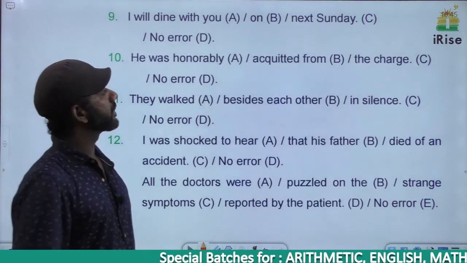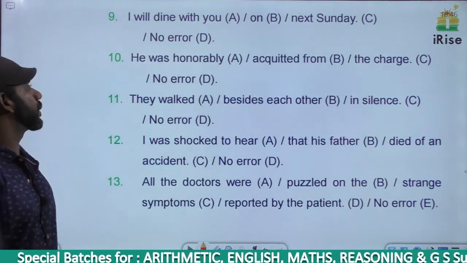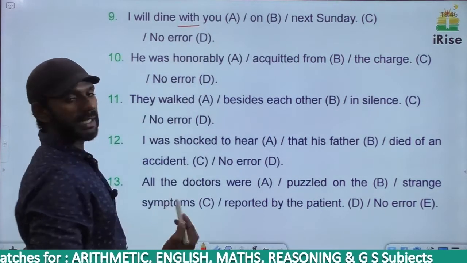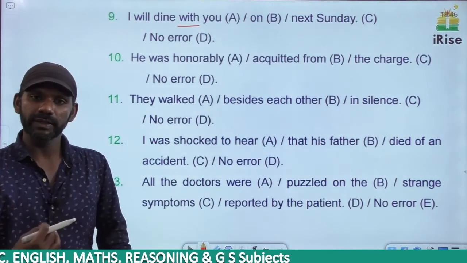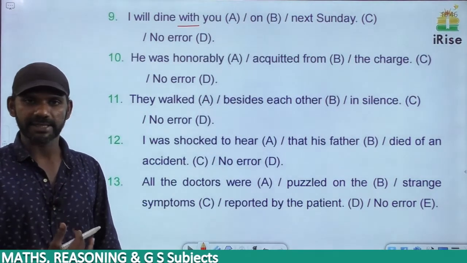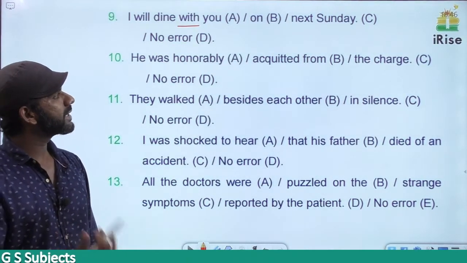I will dine with you on next Sunday. I will dine with you. With has a meaning like along with. Dine means eat. So I will dine with you means I will eat, you will also eat. Makes sense. So up to here is completely fine. I will dine with you on next Sunday.